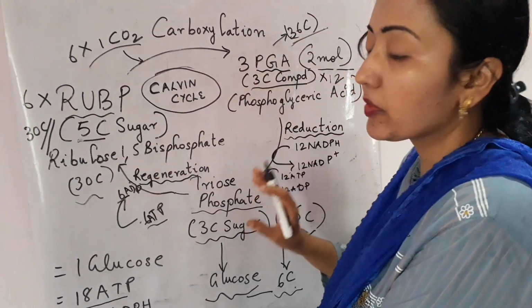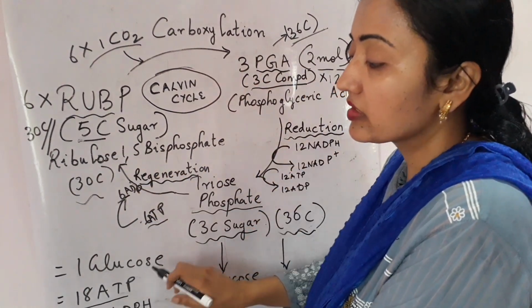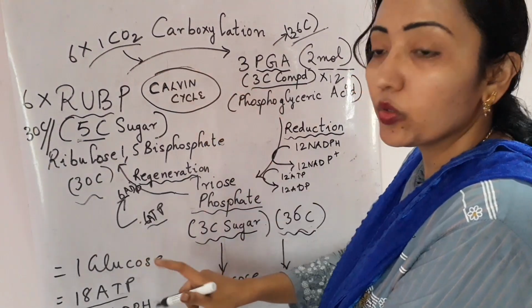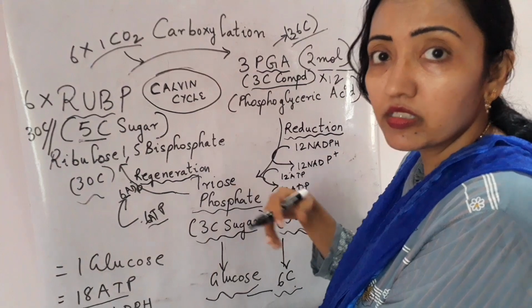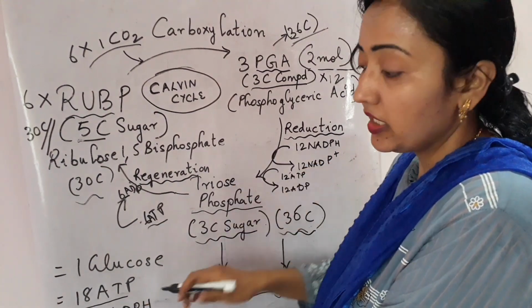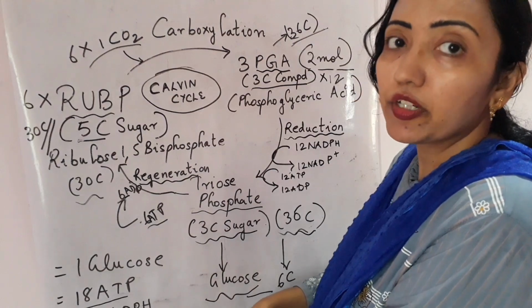So in the altogether process of the Calvin cycle, to fix 6 carbon dioxide molecules and to produce one glucose, 18 ATP molecules are used and 12 NADPH molecules are used. ATP and NADPH are the byproducts of the light reaction.